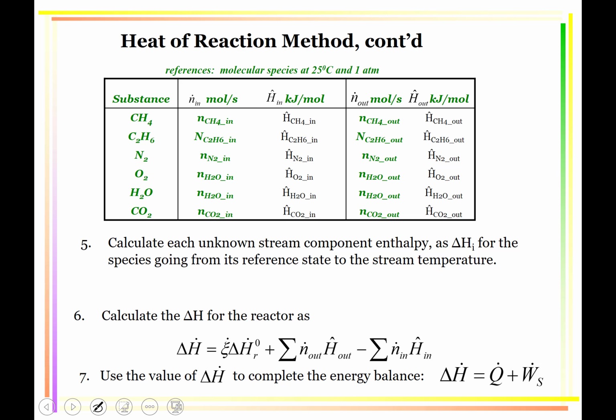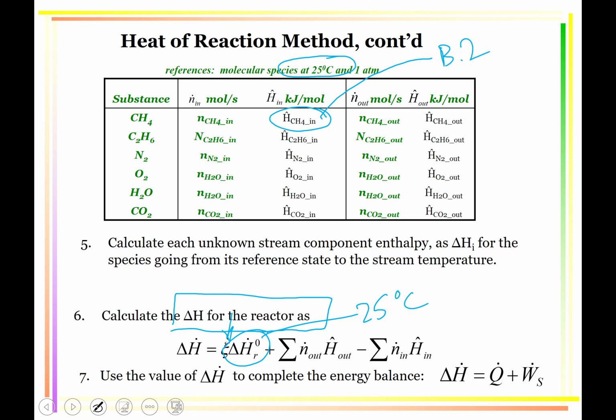Now calculate those enthalpies. And again, you may need to calculate, for example, if methane is going in at a temperature other than 25 degrees C, you will have to calculate the integral of Cp dT, and you will find the information for those Cp values on Table B.2. Then finally, the delta H in the reactor is going to be the sum of the extent of reaction times the delta H of reaction at 25 degrees C, plus the sum of n dot out, h hat out, minus the sum of n dot in, h hat in. Then we will complete our calculation by solving for delta H equals Q plus W.